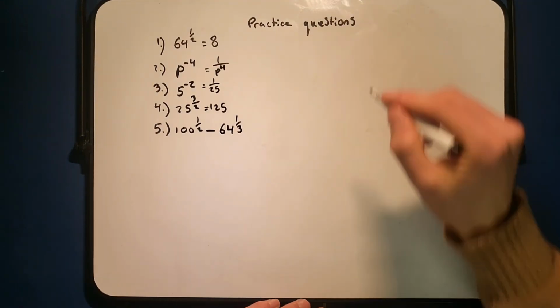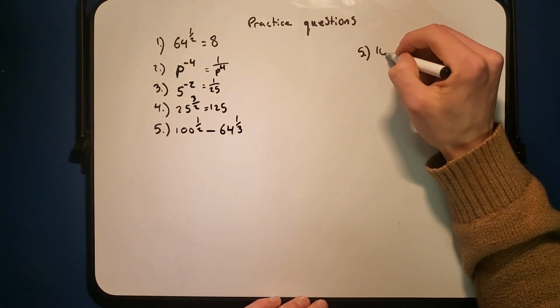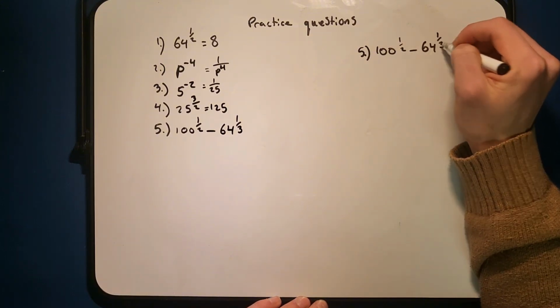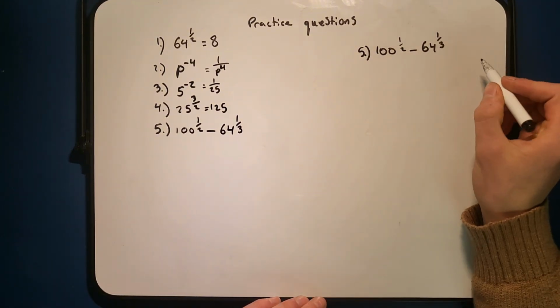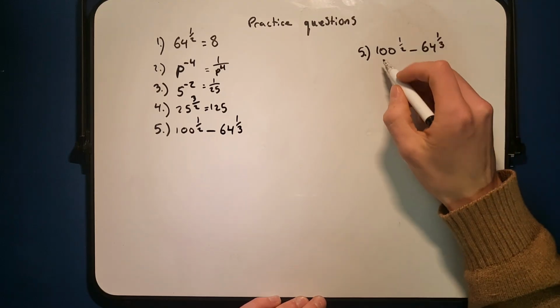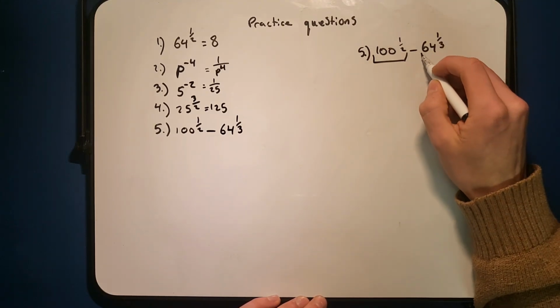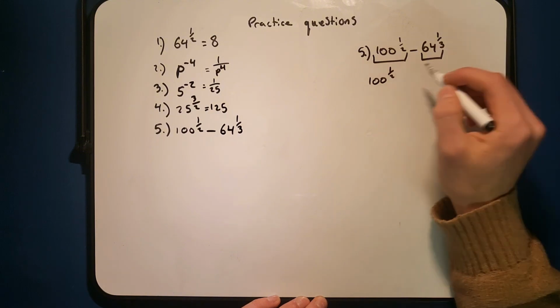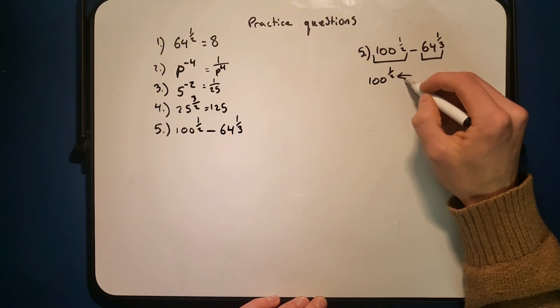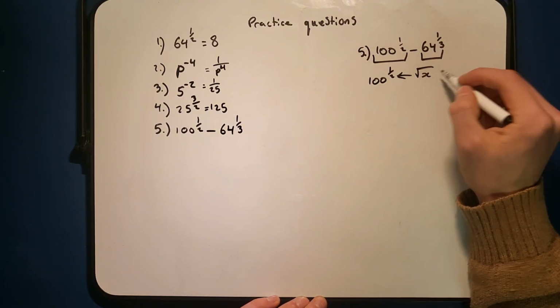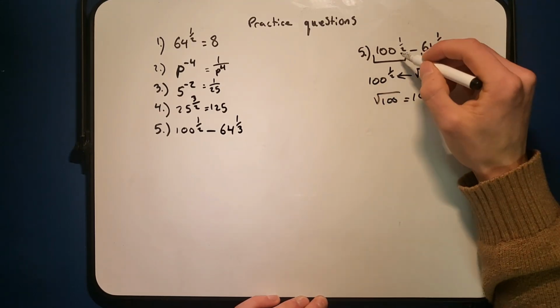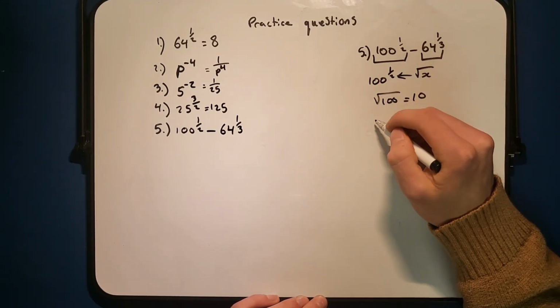This last one, question 5, 100 to the half minus 64 to the third. This looks a little bit more difficult, but let's break this up. So we've got 100 to the half minus 64 to the third. So let's first do 100 to the power of a half. As the 2 is in the denominator, we're going to square root. So square root 100 is equal to 10. So this first part, part A, is equal to 10.